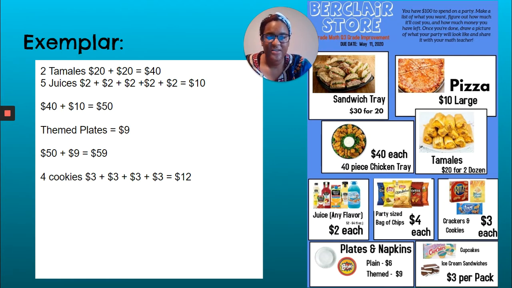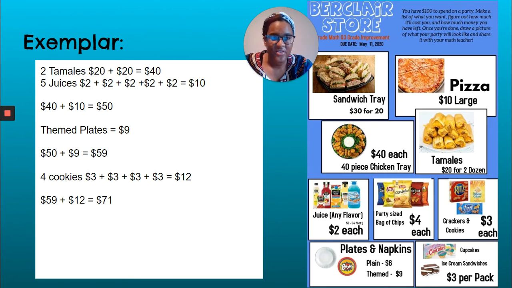So I would probably use my hands, and then I know I have 10 fingers plus 2 more. So I'm going to start with my 2, 59, 60, 61, 62, 63, 64, 65, 66, 67, 68, 69, 70, 71. So I know that is $71. Well, at my party, I don't want any more, and that's okay.